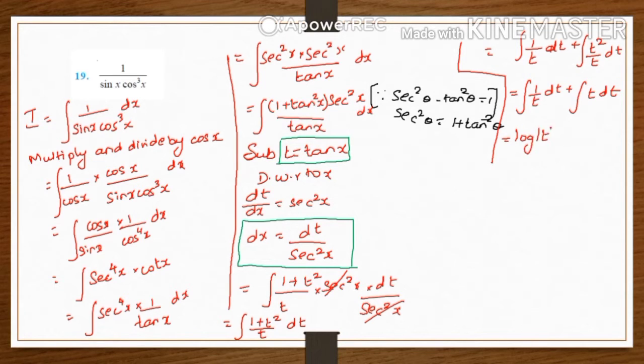The integral of 1 by t is log mod t, plus the integral of t is t square by 2, plus c. Let us substitute the value: t is tan x. So log mod tan x plus tan square x divided by 2 plus c will be the answer.